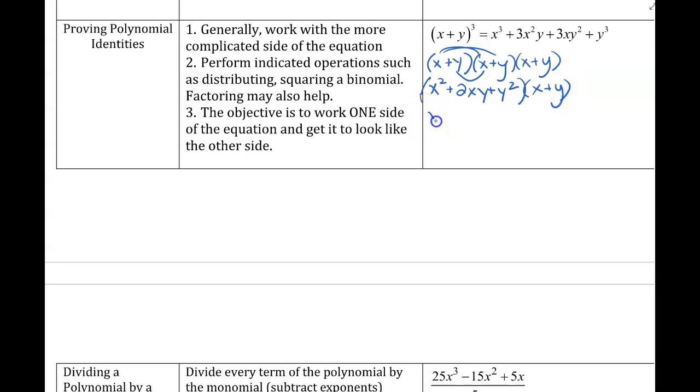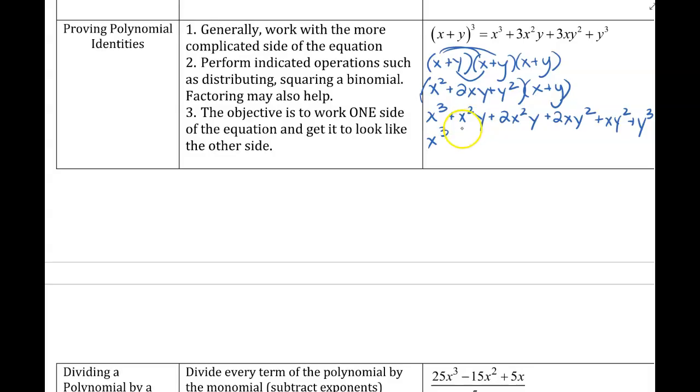From here, when I multiply these, I would get an x cubed plus x squared y plus 2x squared y plus 2xy squared. And then when I distribute out the y squared, we have plus xy squared plus y cubed. So again, my goal is for these two sides to look the same. They're getting there. I just now have to combine like terms.